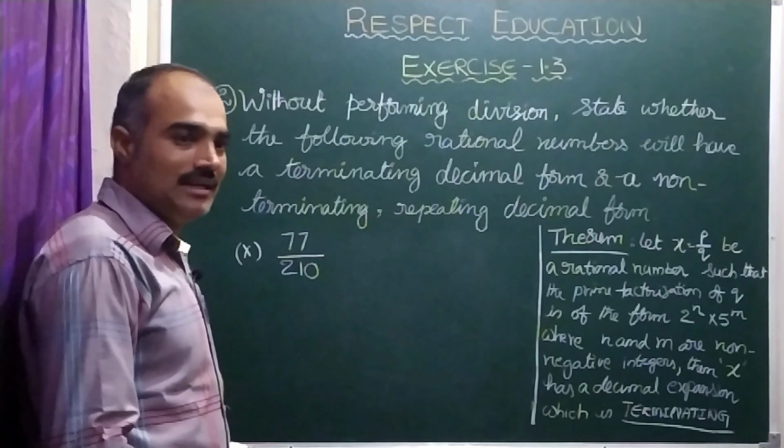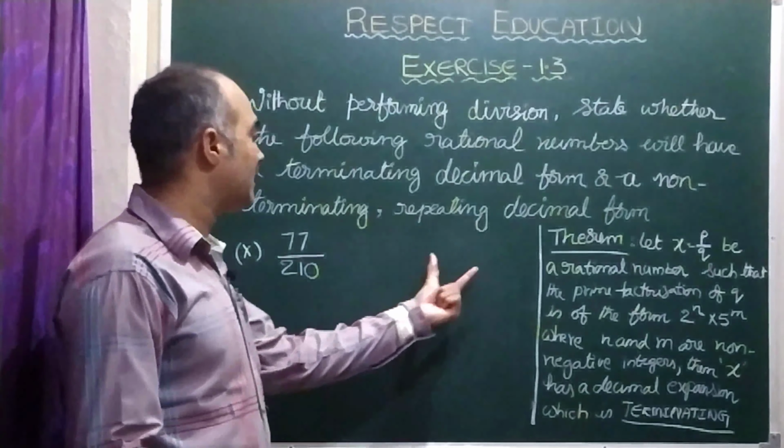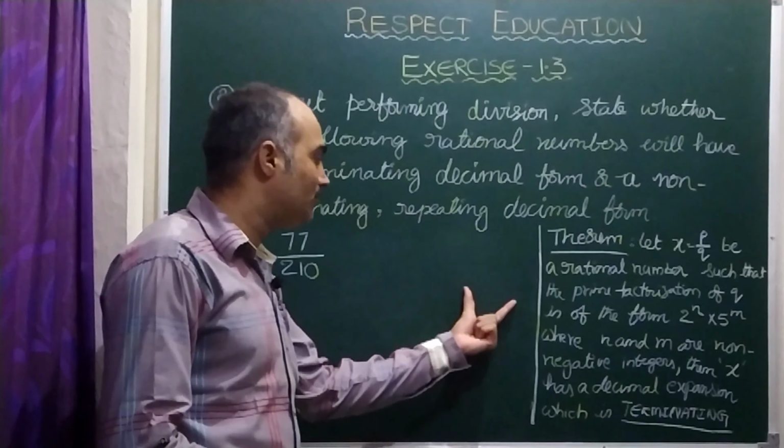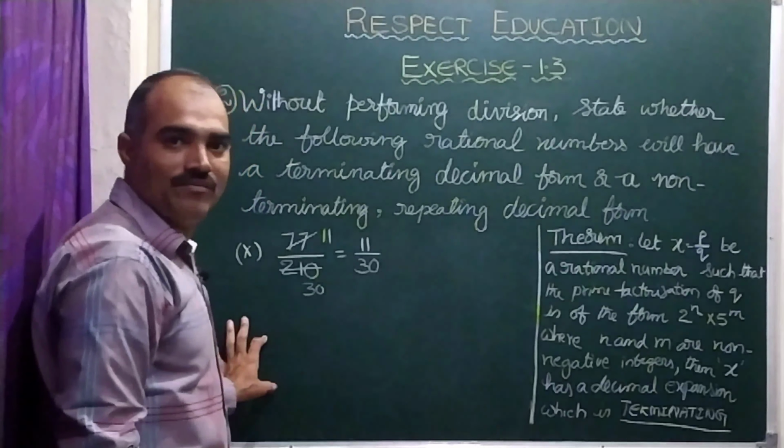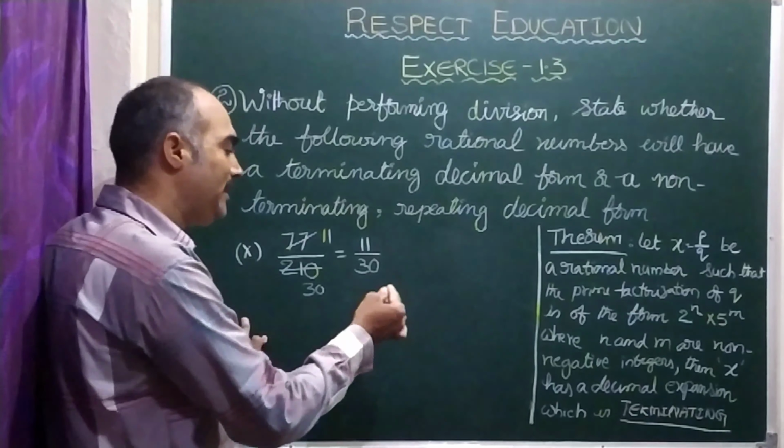77 by 210. Here q is 210, we can write the prime factorization of 210. But here you just observe, children, both the numbers get cancelled with 7. So let us do cancellation. 7 11s are 77, 7 3s are 21, 7 zeros are 0. So it has become 11 by 30. Now our work has become a little bit easier.